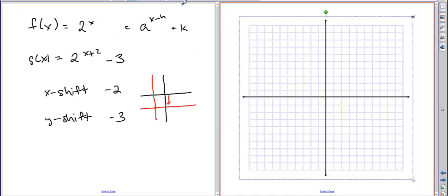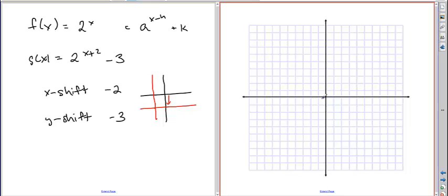So let's plot the parent function first. You're going to have 0, 1. Remember, you put 0 in here, you get 2 to the 0 power, which is 1. 2 to the first power is 2. 2 to the second power is 4. 2 to the third power is 8. And then you get a half, a quarter, and an eighth, and so forth. And you have the axis as your asymptote.